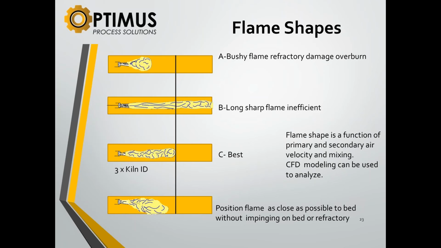And generally speaking, I know it's hard to measure, but the flame length should be about 3 diameters of the kiln diameter. So if it's a 10-foot kiln, I ain't going in there and measure with my tape. So if it's a 10-foot kiln, it's about 30.